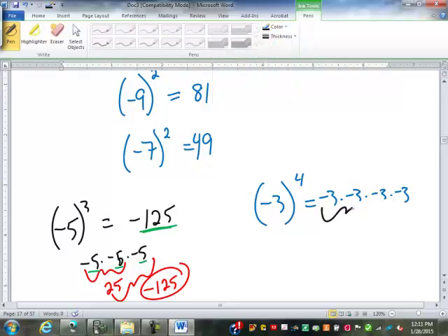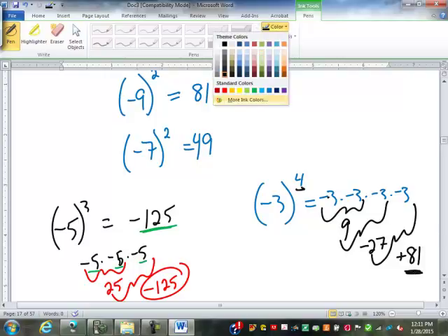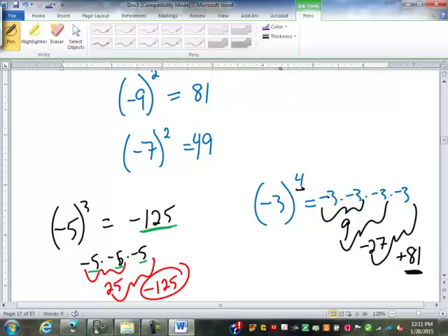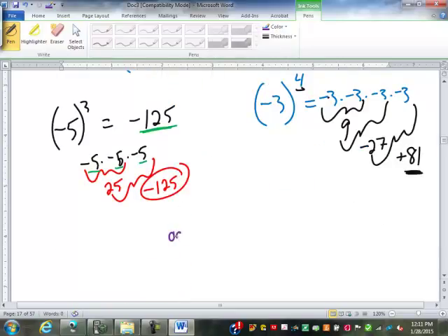Well, again, negative 3 times negative 3 is a positive 9. Times another negative is going to be a negative 27. Times another negative will be positive 81. So to the fourth power, there are 4 negatives. They cancel out, and we get a positive result. Of course, the pattern you've probably seen before is odd powers, it is possible to get a negative answer. Even powers, your result will always be positive.